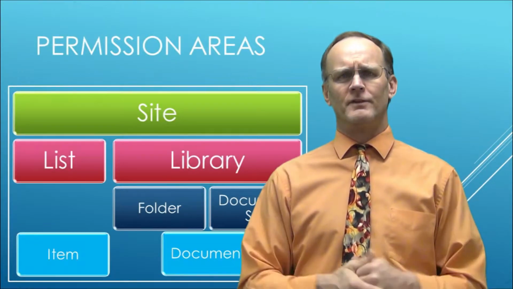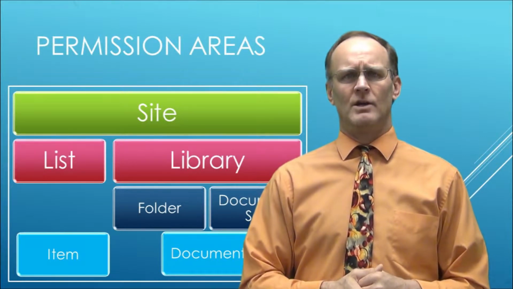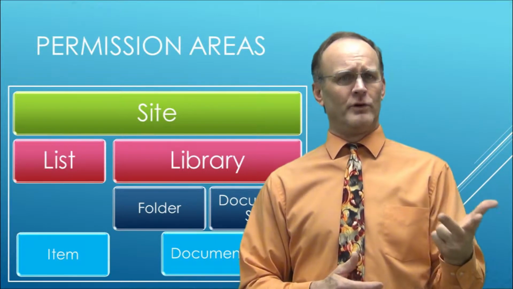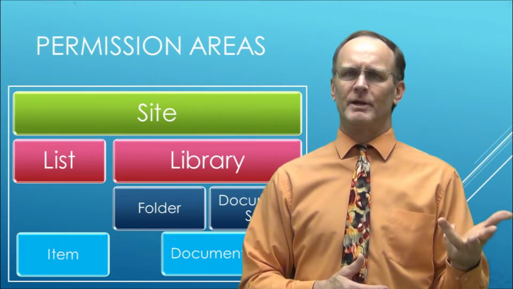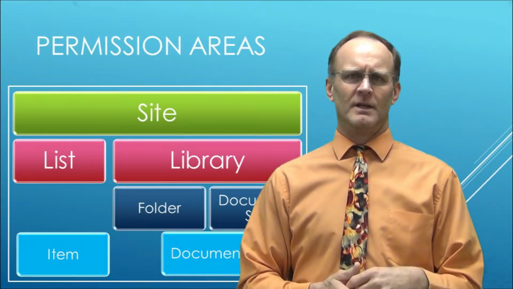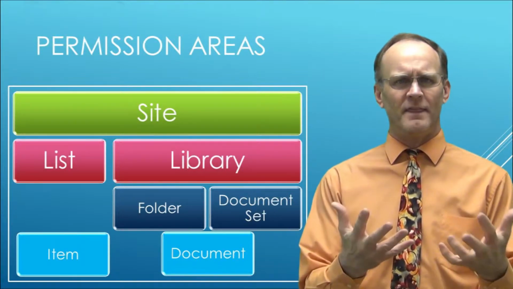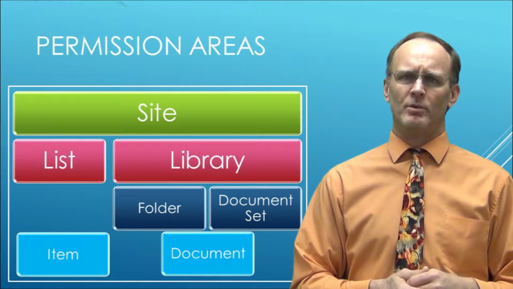There are 4 different areas that permissions can be set, which include the site, list or library, folder or document set, and document or list item level. If permissions are changed at any level, then everything located within that area inherits the same permissions.